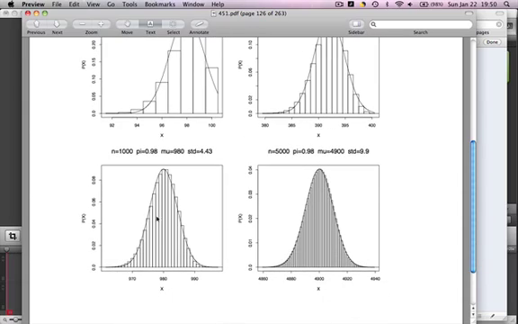If we turn it up to 1,000, it gets even better. Here's a sample of 5,000, and the two are practically indistinguishable. So even though we have a very skewed distribution, as long as your sample size is large enough, you can approximate it with the normal.